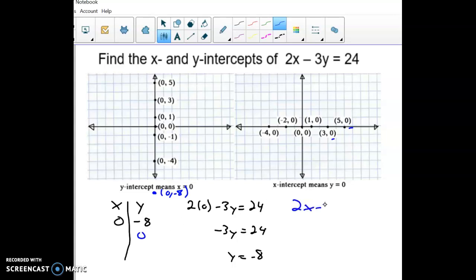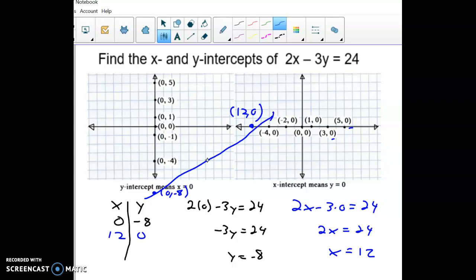So we have 2x minus 3 times 0 has to be 24. So this is just a 0, so we get 2x equals 24, which means x is 12. Right? So that's our other point, 12, 0. And I ran out of space. If I was using this coordinate plane on the right, 12, 0 would be way out there. But anyways, once you have those 2 points, you can use the points to graph the line.